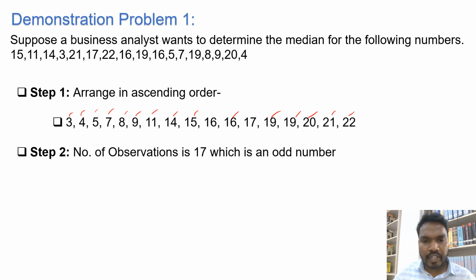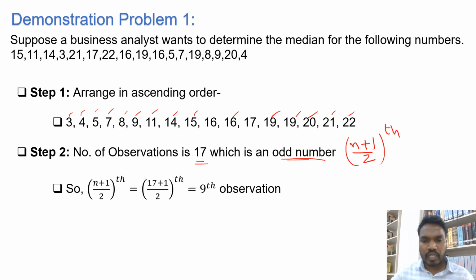So you need to identify: this 17 is an odd number. When you have an odd number, we can find exactly one number in the middle. So that is the n plus 1 by 2th observation, right? Here n plus 1, that is 17 plus 1 by 2, the ninth observation.